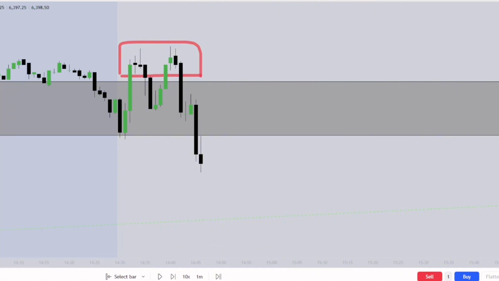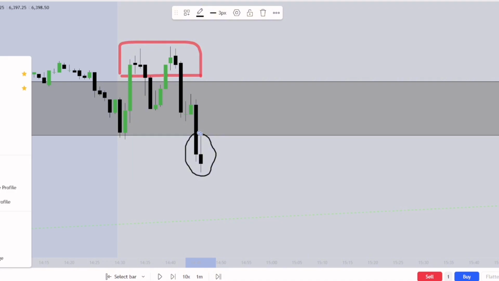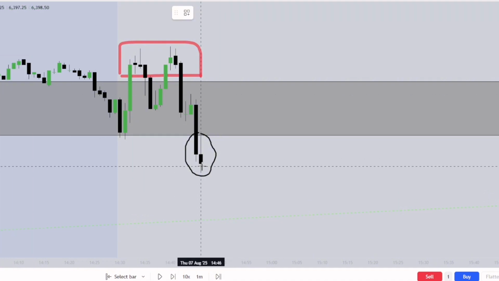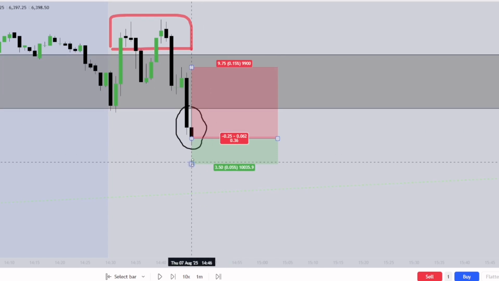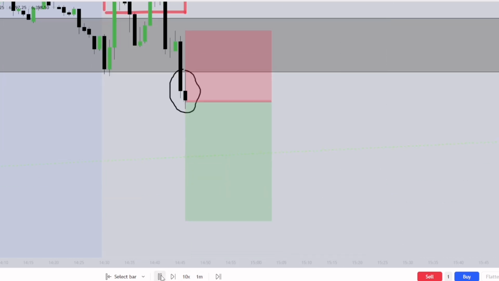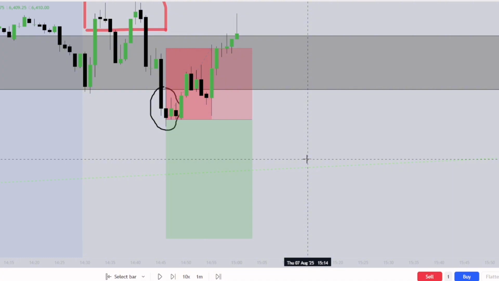Here is the break. Let's label that as the break, in black. This is your initial break. Now, you do not want to enter here. You don't want to be trading off this area. This is not good enough, because often what happens is that happens. You need to be patient and wait for the retest.